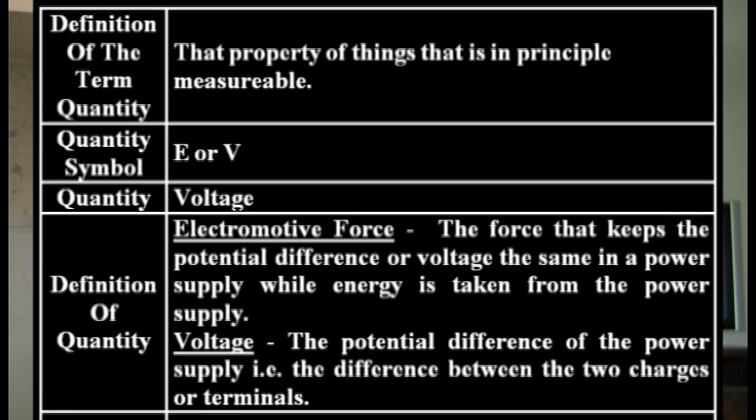They've come to be known to mean the same things, but in actuality, the E is kind of going away, because it did actually mean electromotive force. Anyway, that's kind of confusing. Electromotive force, again, is the force that keeps the potential difference or voltage the same in a power supply while energy is taken from the power supply. And voltage is the potential difference of the power supply, that is to say the difference between the two charges or terminals.